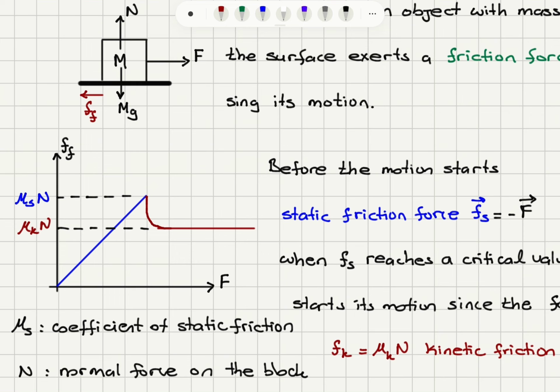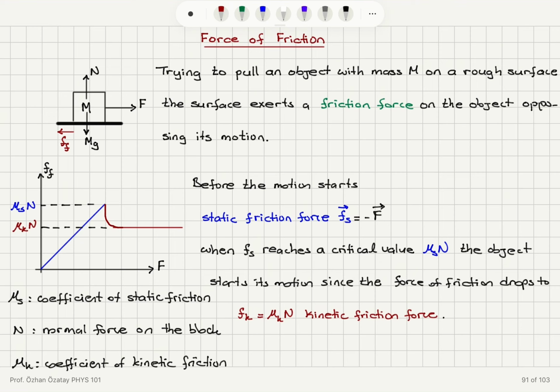And then the motion starts and force of friction drops to kinetic friction, which is coefficient of kinetic friction times the normal force n. So this is a rather sudden jump. Okay, so before the motion starts, we have static friction, where the force of friction is equal to minus the force applied F, that is trying to cause the motion. And when Fs reaches a critical value mu s times n, the object starts its motion, and the force of friction drops to kinetic friction force, which is mu k times n. So mu k is coefficient of kinetic friction, and n is our normal force on the block.